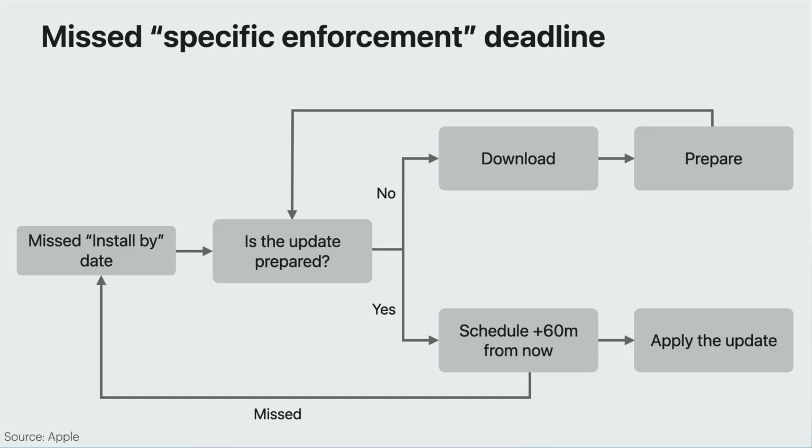Now, what happens if they miss that time frame? Let's say they had a 1-week vacation. The enforcement was supposed to happen on the Wednesday they were gone. Well, they come back Monday morning. What's going to happen is it's going to go, hey, this is past due. I need to do this now. Is the update prepared? Yes. Okay, great. Give them that 60-minute warning that, of course, because they're going through their Outlook inbox, they're going to miss. And then 60 minutes from now, it's going to go ahead and update and reboot the device.